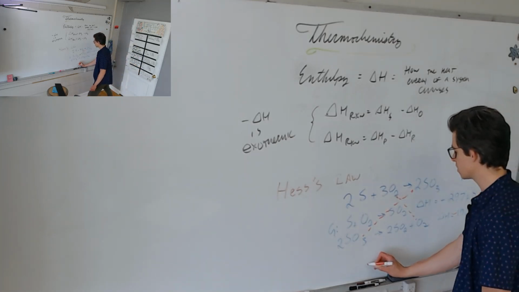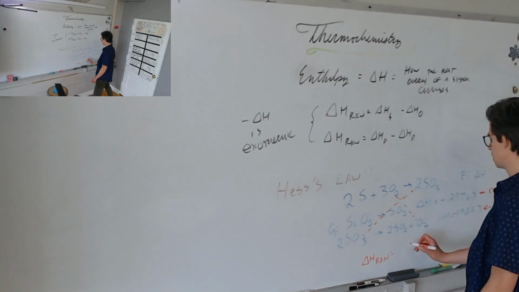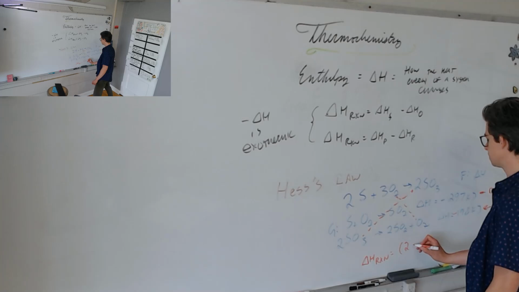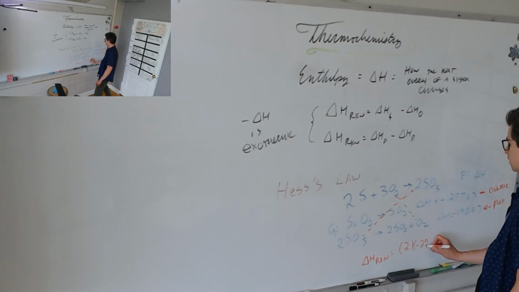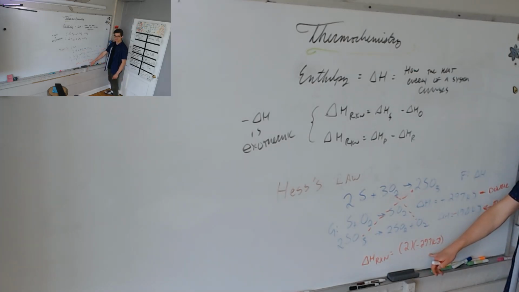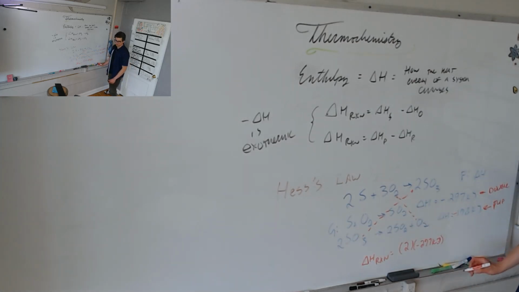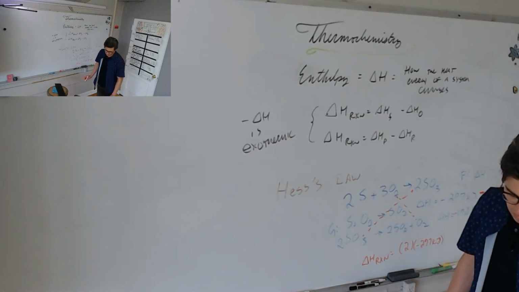So our delta H for our reaction is going to equal 2 times negative 297 kilojoules. Do you see why? Why 2 times negative 297 kilojoules? Yep, because we needed 2 sulfurs, but we've only got 1. And then minus, I believe.